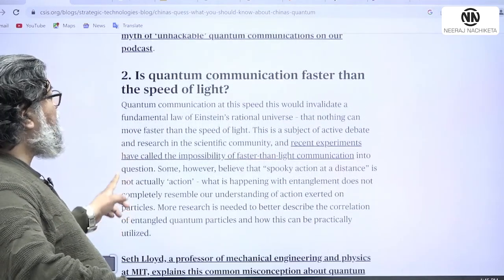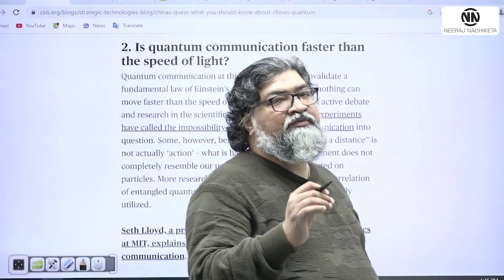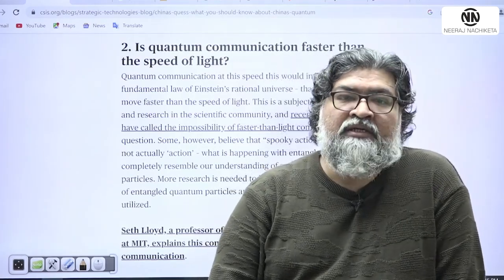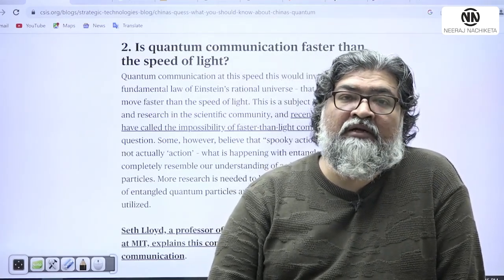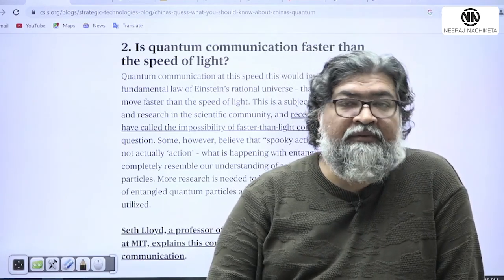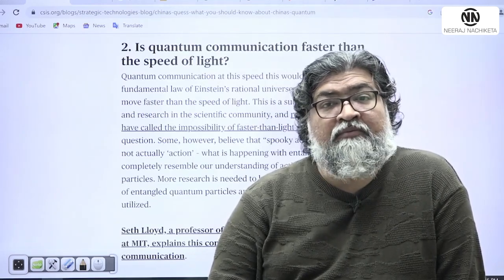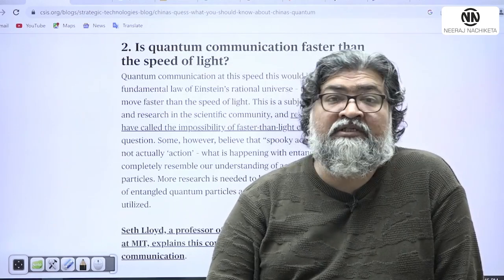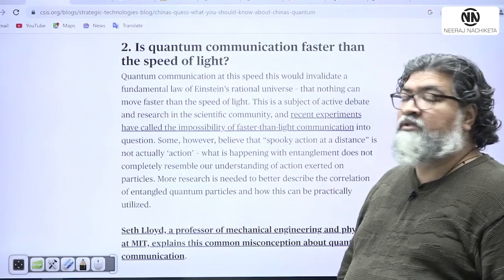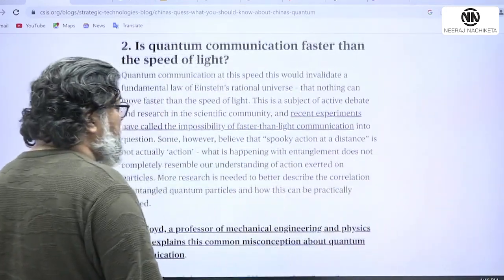Quantum communication faster than the speed of light? Nothing can be faster than the speed of light. The speed of light, 3 times 10 to the power 8 meters per second, is the fastest, as given by Albert Einstein's theory of relativity. Quantum bits can do calculations and solve problems fast, but not faster than the speed of light. That is a myth. That is where the impossibility comes in.